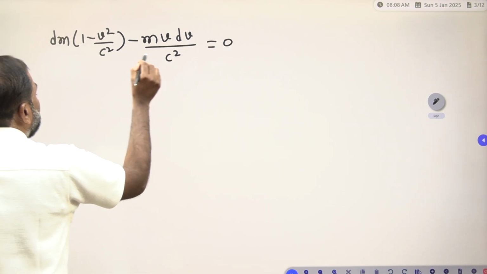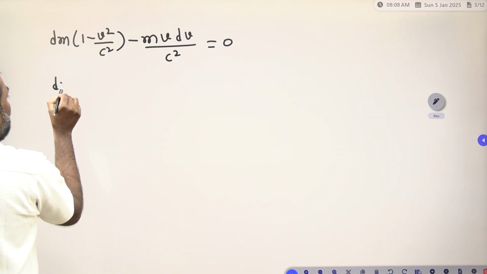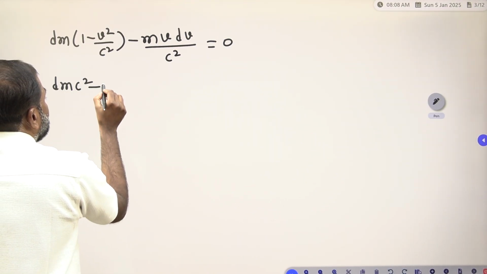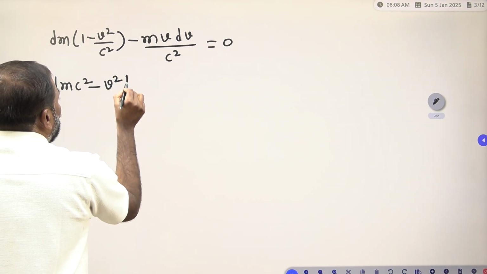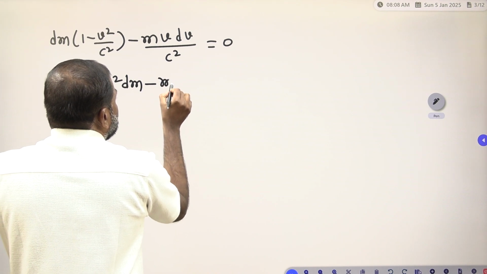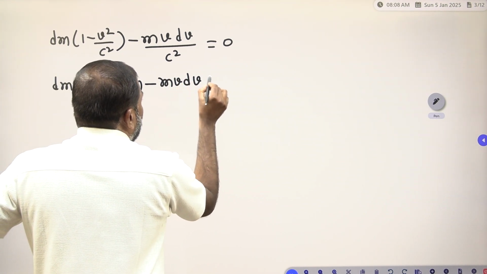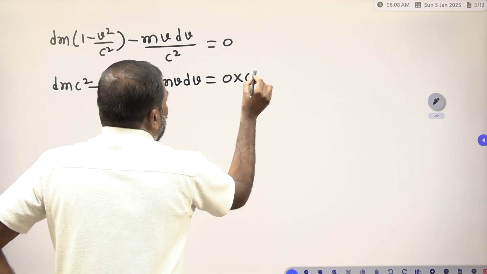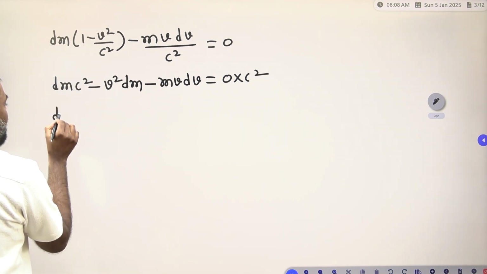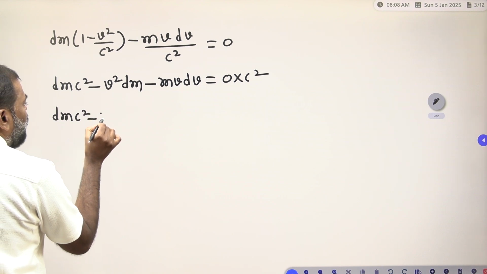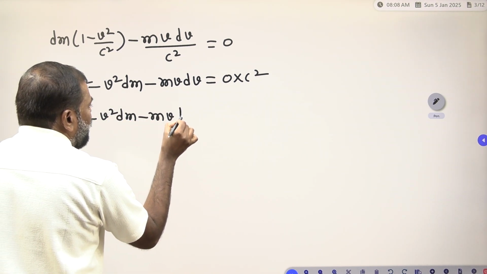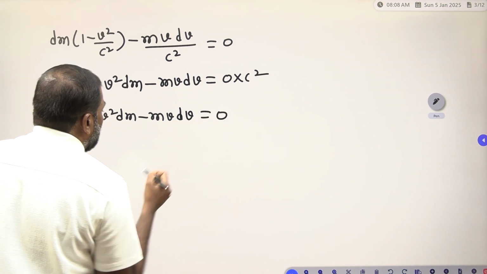So now you multiply these terms by c square: dm into c square minus v square into dm minus m into v into dv is equal to 0 into c square. Therefore, dm into c square minus v square into dm minus m into v into dv is equal to 0.